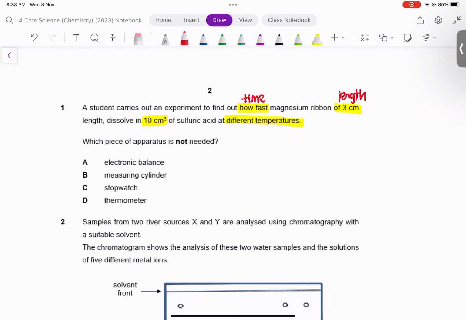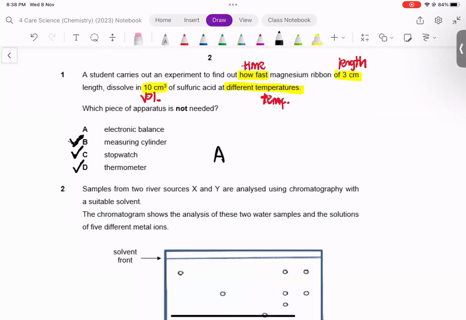Thirdly, you want 10 cm³ of sulfuric acid. That's the volume of acid. Finally, different temperatures. So this is quite similar to just now, Presbyterian High School, the paper. Once you have paid attention to this, you will know that you definitely need a measuring cylinder for the volume. You will need a stopwatch for time, and you need a thermometer for temperatures. So you're only left with the apparatus not needed, the electronic balance.